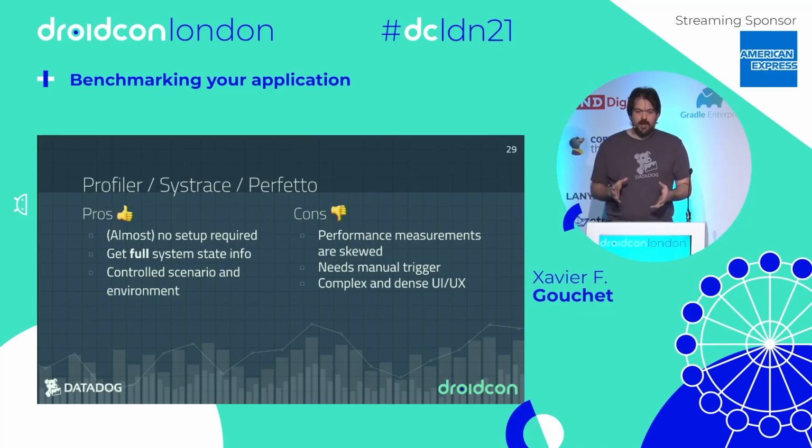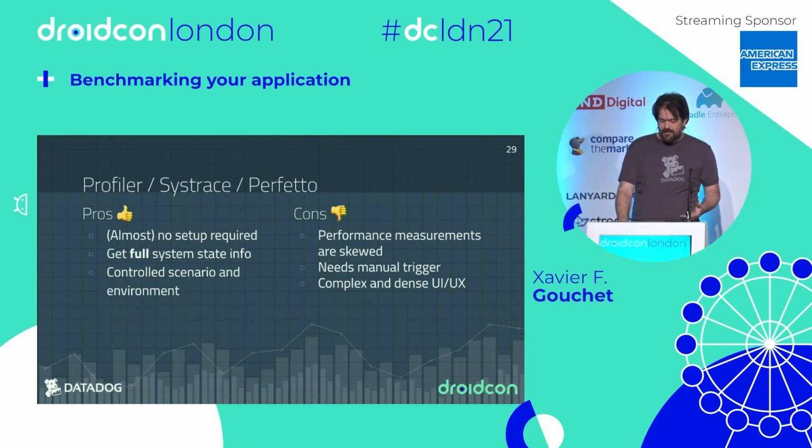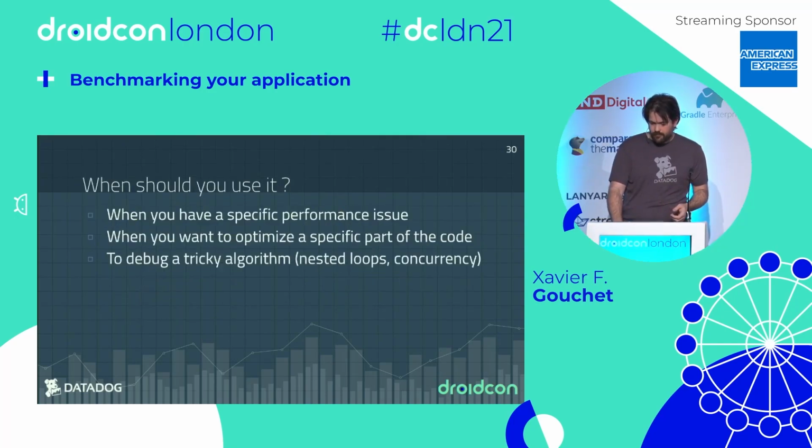Another con on this is that you need a manual trigger. So basically, when you're running systrace or Perfetto, you need to manually say, okay, I want to record now and I want to stop now. And likewise, when you're using the profiler, it's going to start grabbing stuff. But again, if you do tracing, you need to say, I want to start tracing now and stop tracing now. And finally, some of the UI and UX might be a bit complex and dense, even though it's been greatly improved over the last couple of years.